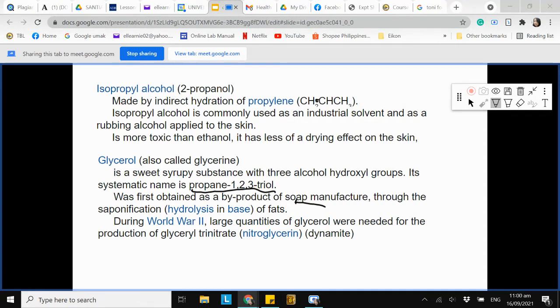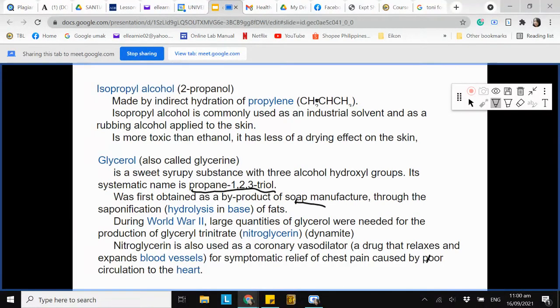Now, although we have dynamite, nitroglycerin is actually used as a vasodilator. A vasodilator is for blood vessels. When you're stressed, usually the blood vessels narrow, the passage becomes smaller, and that constriction of the blood vessels can cause hypertension. So nitroglycerin is given, in a tablet form placed under the tongue, to people with high blood pressure.